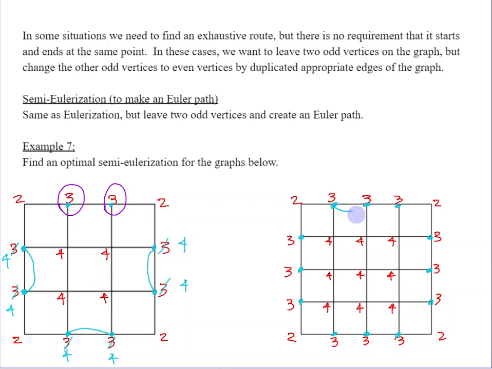For my semi-Eulerization, I make all of these 4s. And I leave these 2 as my odd vertices. Here I've added 1, 2, 3, 4, 5, 6 extra edges.